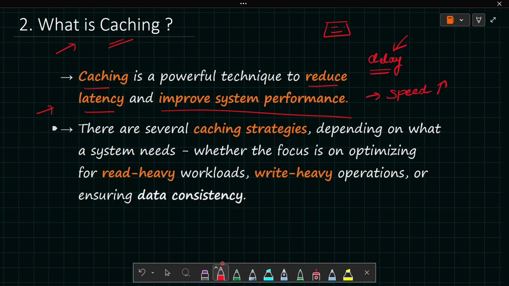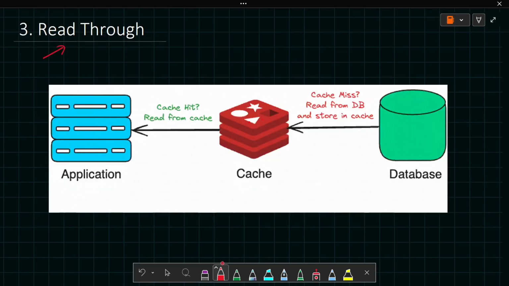Now there are several caching strategies that we use, depending upon what the system requirements are, whether the focus is on optimizing read heavy or write heavy operations. So if you need data consistency, based on these requirements we select those strategies. Let's try to understand the first caching strategy, which is read through.